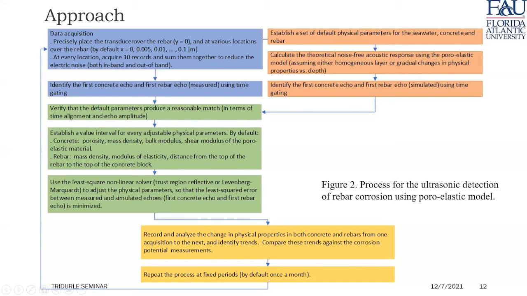In the end, the idea is to record and analyze the change in physical properties from the BO model and to establish trends. And we compare these trends against techniques such as corrosion potential measurements, which were presented by Dr. Creswell about 30 minutes ago. And then what we're going to do is repeat the process every month or so. And the idea is that we provide results and discuss with specialists of corrosion problems like Dr. Creswell to see if there is clearly an early sign of corrosion taking place.